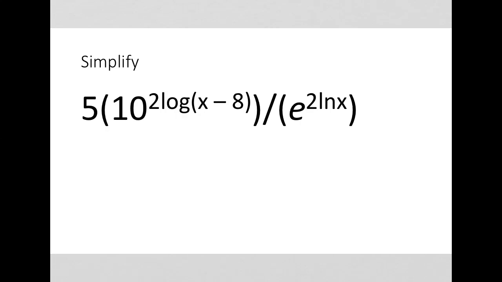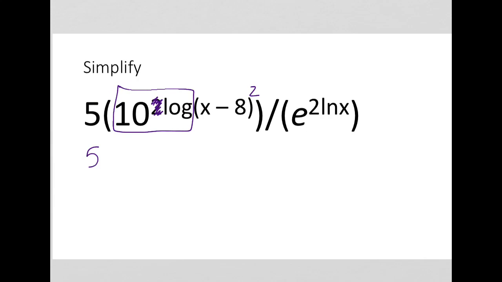Plenty to simplify in this problem here. Let's do this numerator first. So I'm going to use the plug rule again. I'm going to rewrite that coefficient 2 on my x minus 8 there. And then I have log to the power of a log base 10. So that's going to come down. So I'm going to get my 5 times x minus 8 squared.